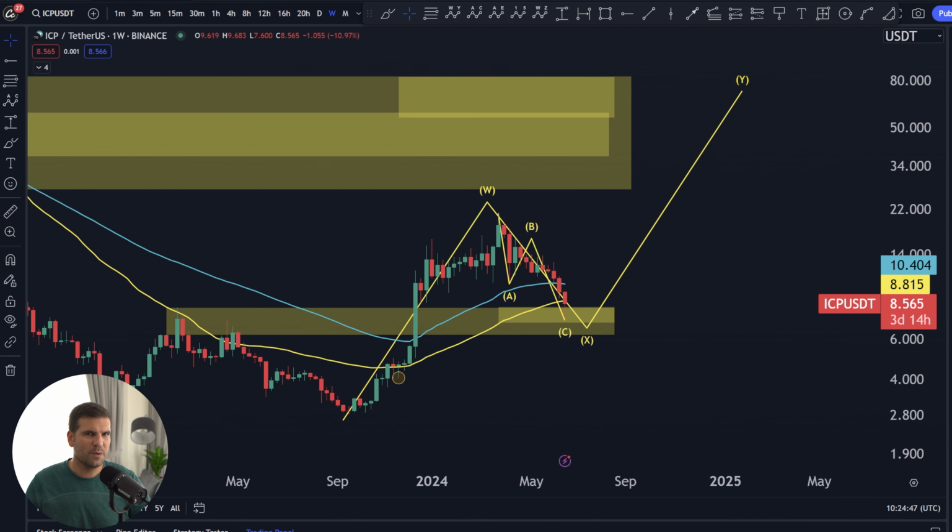But here's the twist. If ICP can maintain support and we see a broader market recovery, it could be poised for a bullish turnaround. Keep an eye on that 50-day EMA and SMA for signs of shifting momentum. And so with all of this in mind, if we are able to hold support here, well, this is where we then start to see that next big run to the upside, in my humble opinion.